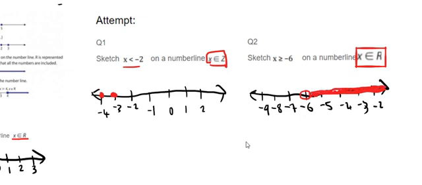Then because x is greater than or equal to minus 6, that means it could be minus 6 as well. So that circle I had there at minus 6, I'm going to shade that in as well. So you're getting a shaded circle at minus 6, and then colouring in the line, everything to the right of it.